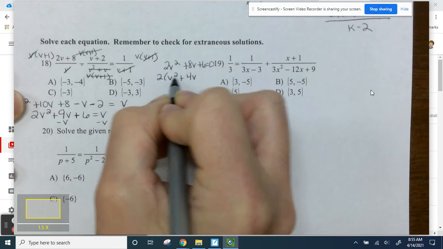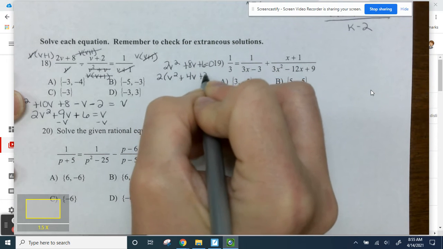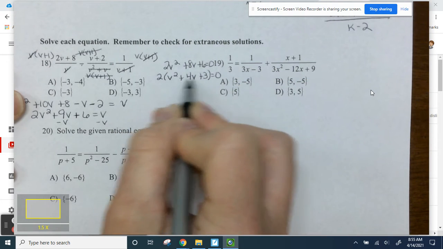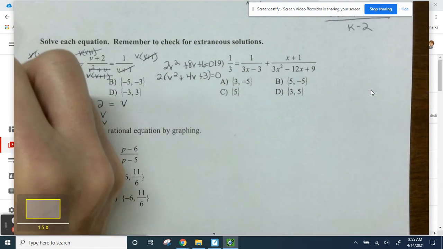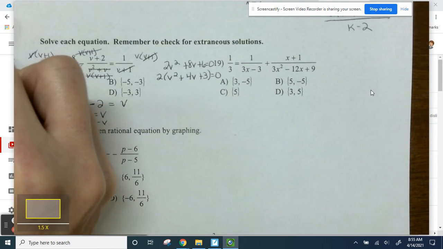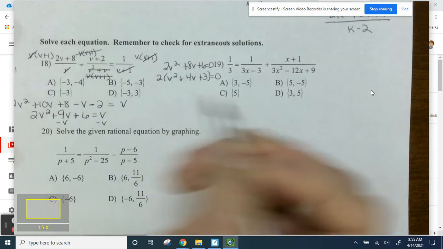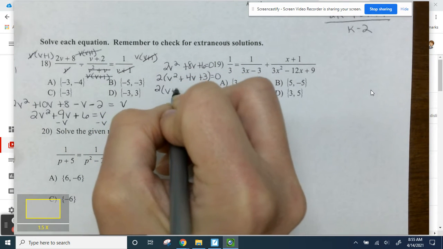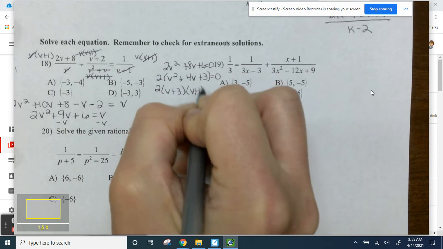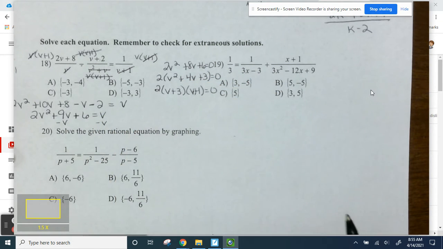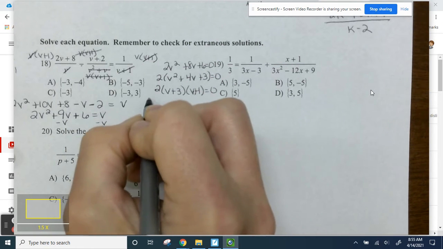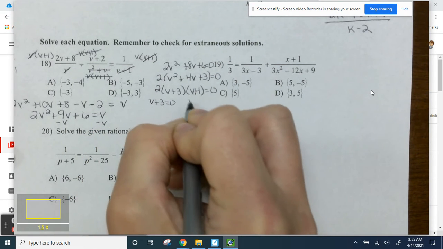That'll leave me with V squared plus 4V plus 3. And then we need to factor this. So two things that we can multiply to get positive 3, and when we add them, we get positive 4. That's going to be a plus 3 and a plus 1. So this would be V plus 3 times V plus 1 equals 0. Now you set each of these equal to 0. V plus 3 equals 0.